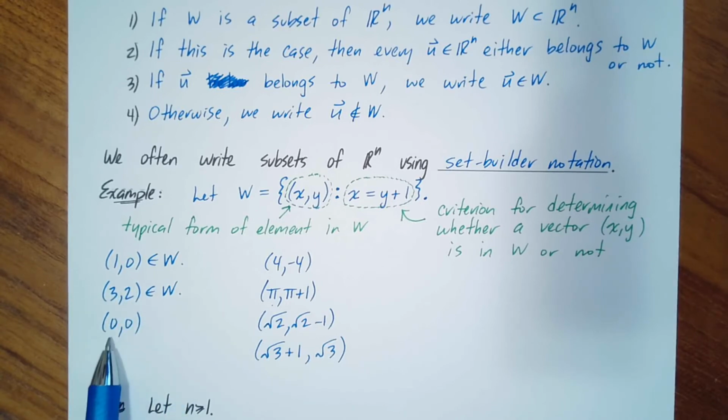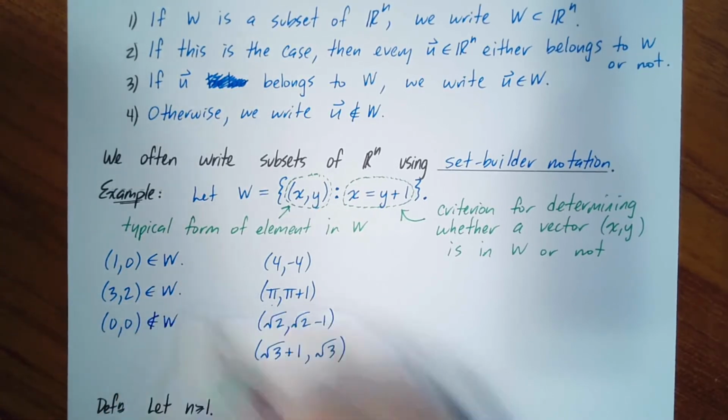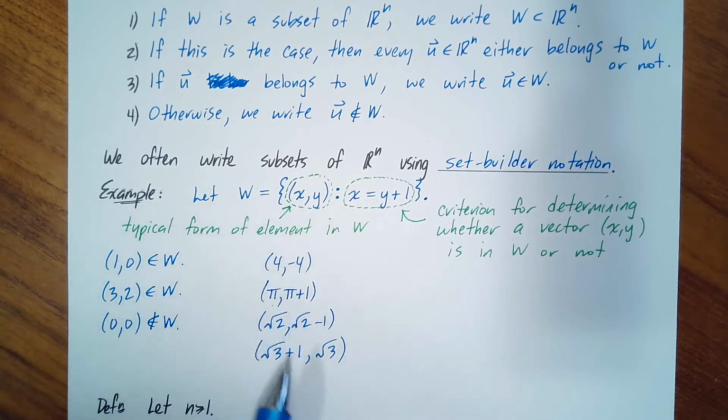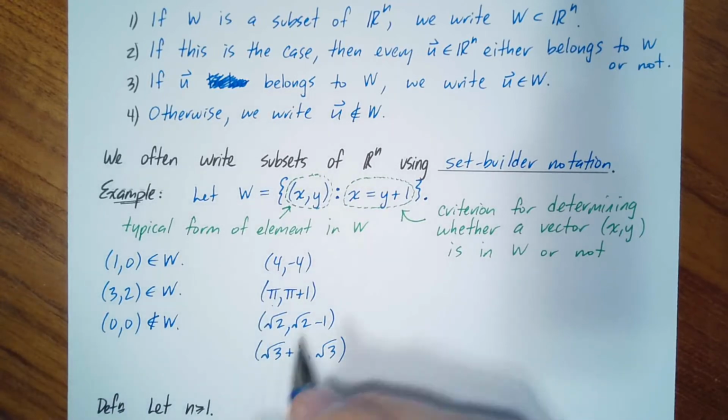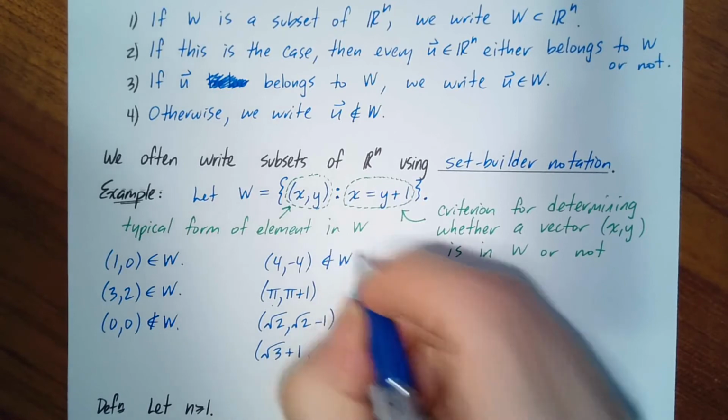What about this one? Is the first coordinate 1 larger than the second coordinate? No, both coordinates are equal. So that is not a vector in W. Next vector. Is the first coordinate 1 more than the second coordinate? No, it's 8 more. In fact, it's way more than 1 more than the second coordinate, right? It's too big, too much larger than the second coordinate to be in W. So that is not in W.